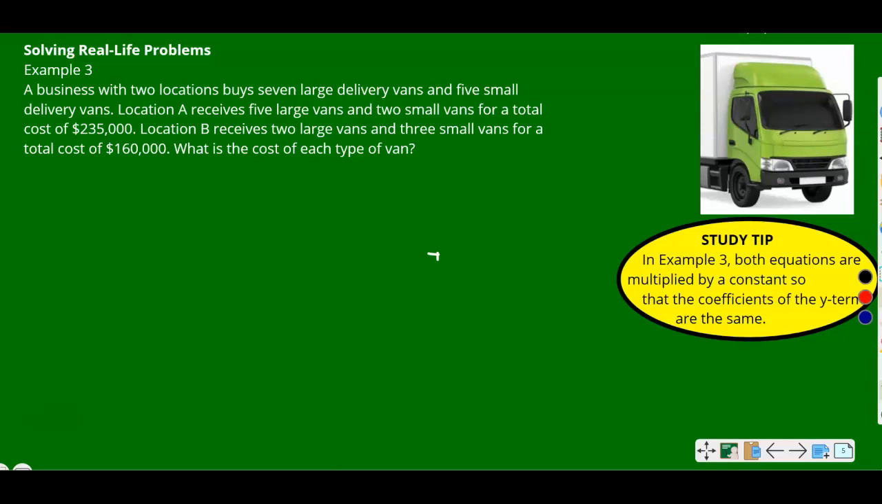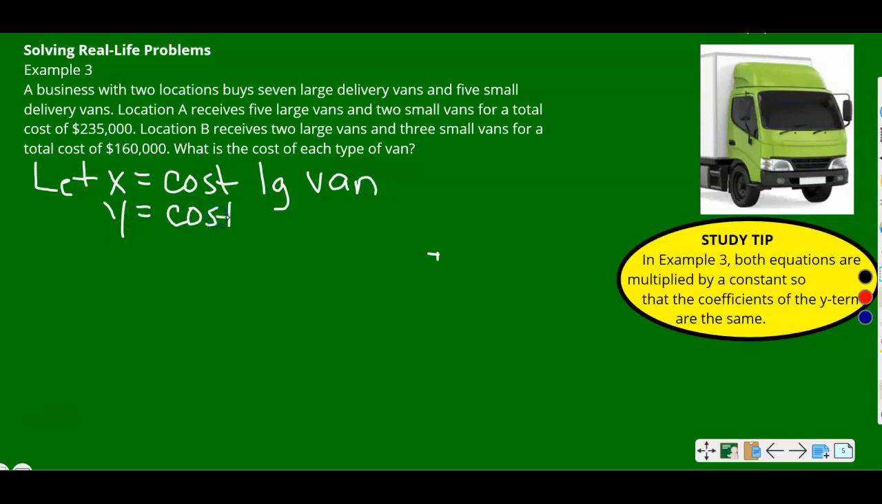Okay, so like in our other systems of equations, we need to define 2 variables, our x and y. So we can say, let x equal the cost of, here we're going to have large vans and small vans. So x is going to be the cost of, let's say, a large van. And so y could be the cost of a small van.